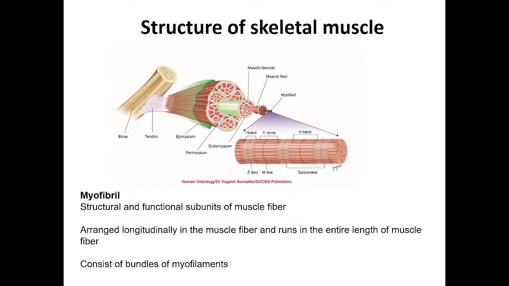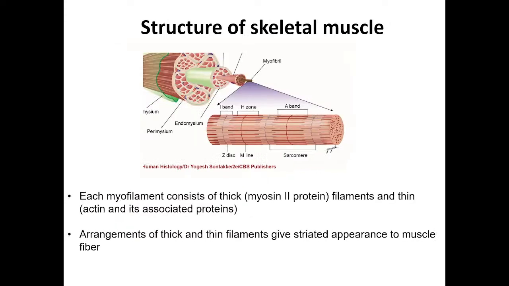So we have seen the structure. I will repeat again. The muscle is made up of fascicles or bundles. Bundles are made up of individual muscle fibers, and a muscle fiber is made up of myofibrils, and myofibrils show these bands. There are dark bands and light bands. The dark band is called the A band, the light band is called the I band. Further, we discuss this.